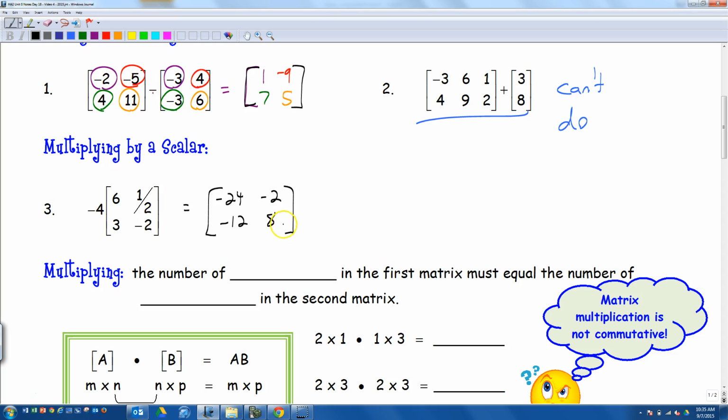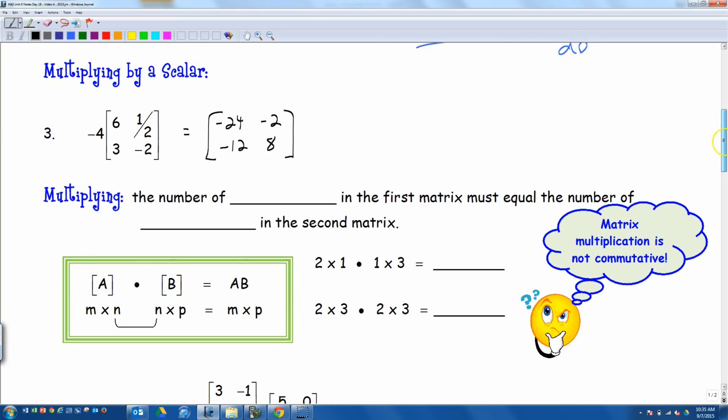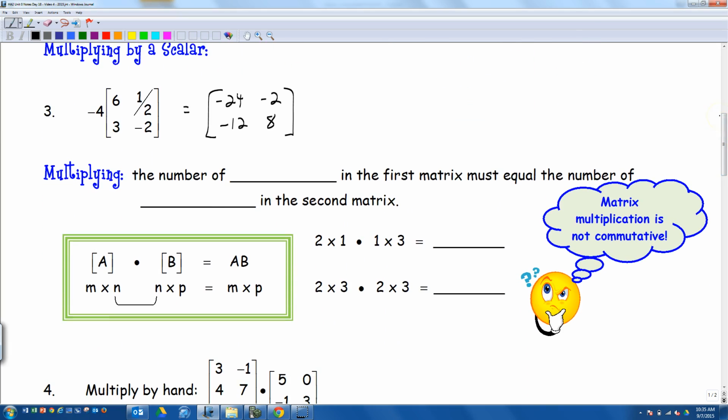Now, when you multiply matrices, it's a little different. You don't just multiply the numbers together in the first column, kind of like adding and subtracting. You have to follow a pattern. So in order to do it though, the number of columns in the first matrix must equal the number of rows in the second matrix.